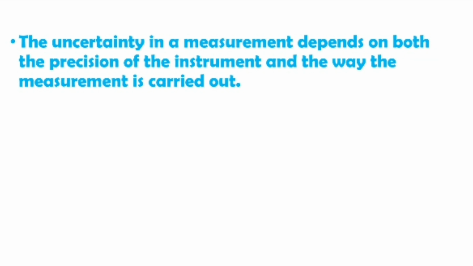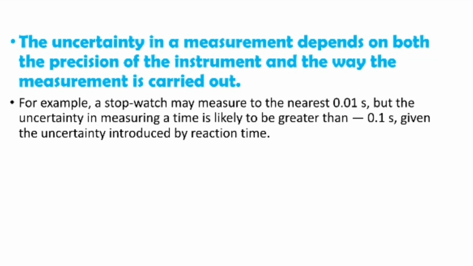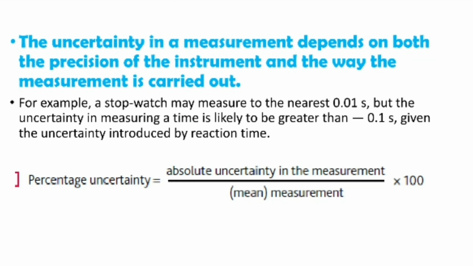The uncertainty in a measurement depends on both the precision of the instrument and the way the measurement is carried out. For example, a stopwatch may measure to the nearest 0.1 second, but the uncertainty in measuring a time is likely to be greater than 0.1 second, given the uncertainty introduced by reaction time. Percentage uncertainty is equal to absolute uncertainty in the measurement divided by mean measurement, multiplied by 100.